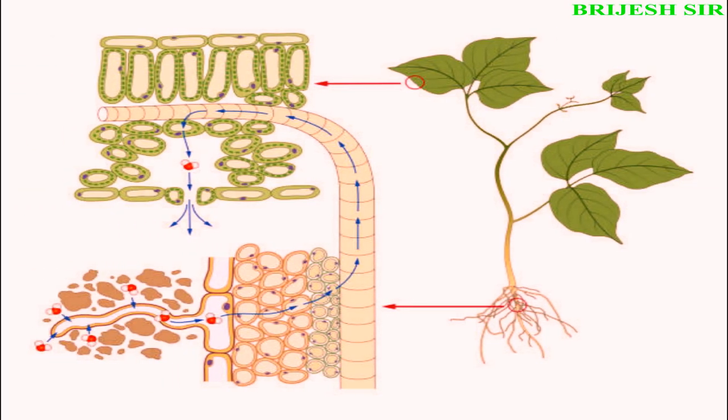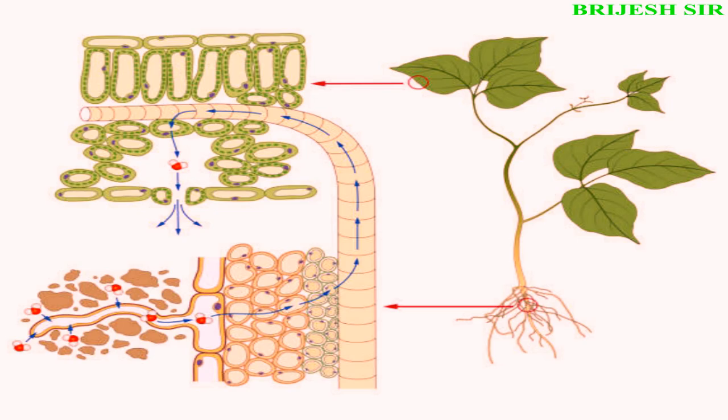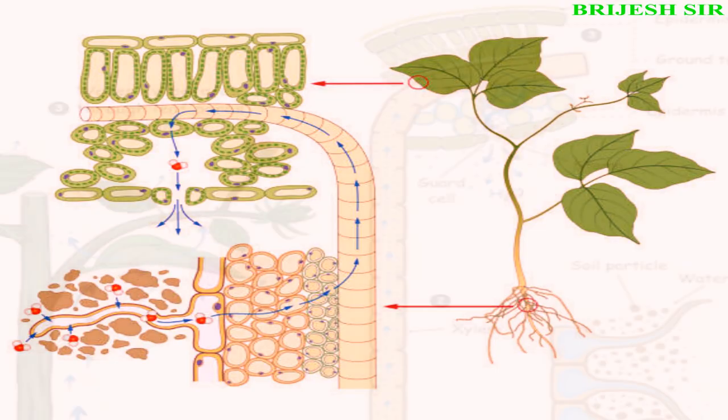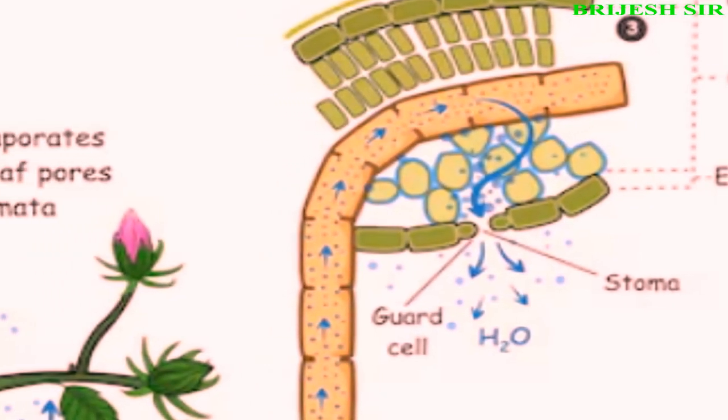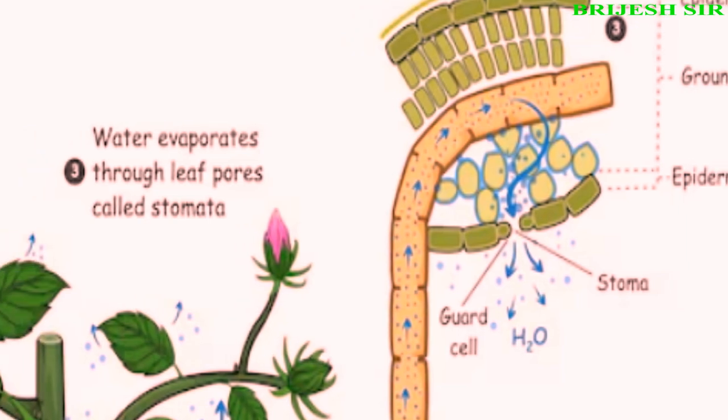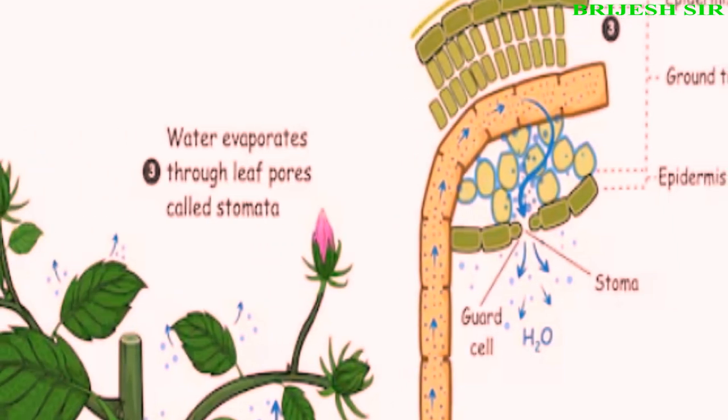Now let's talk about transpiration, the loss of water in the form of vapors from the leaves through stomata. It mainly happens from leaves and stems. There are three types of transpiration.